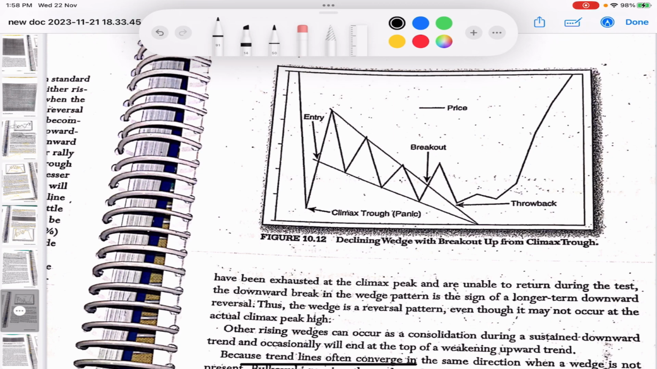declining wedge, and before a declining wedge, usually the price declines more and then comes up. Before, when we were seeing a rising wedge, that was known as the climax peak, right? So here this is known as the climax trough, or it is also known as the panic. You need to keep that in mind.